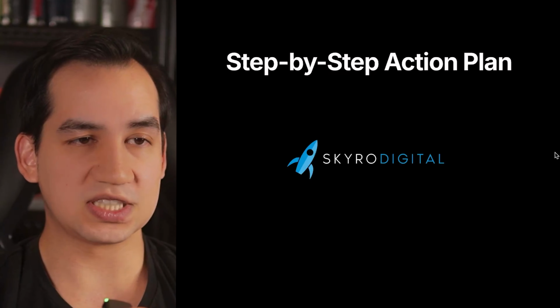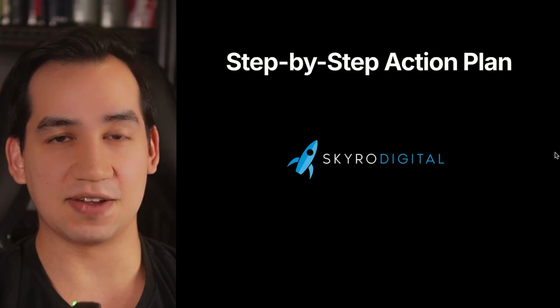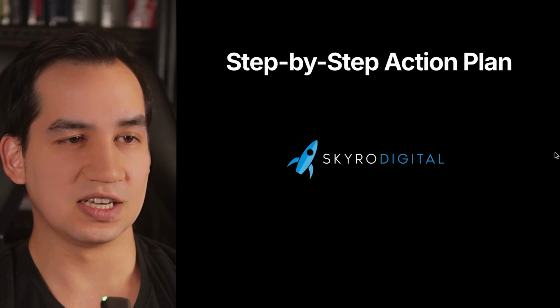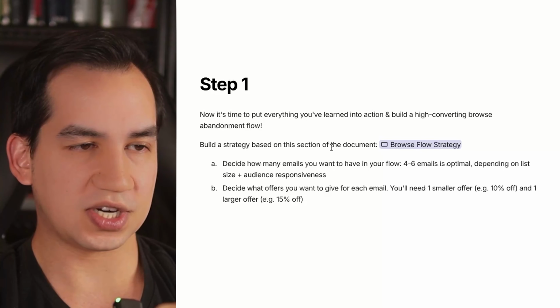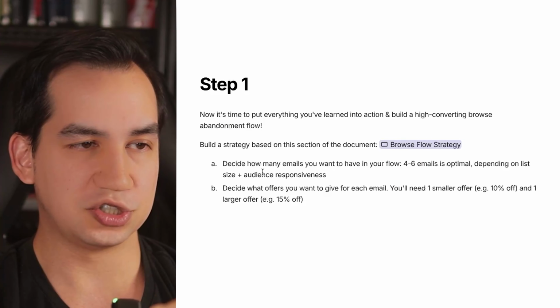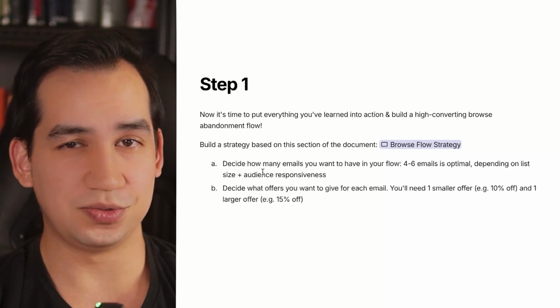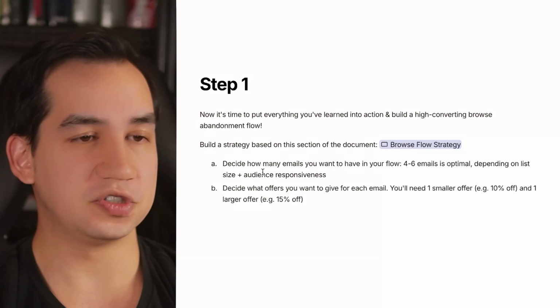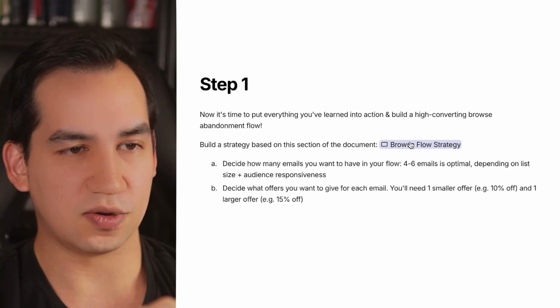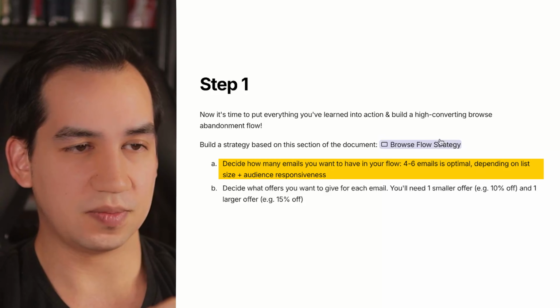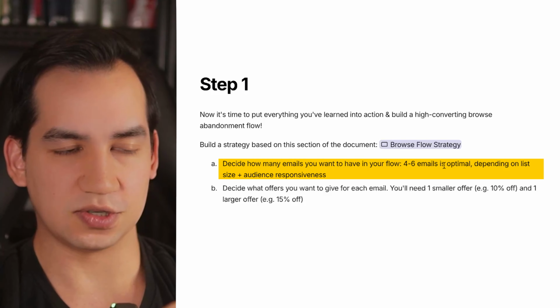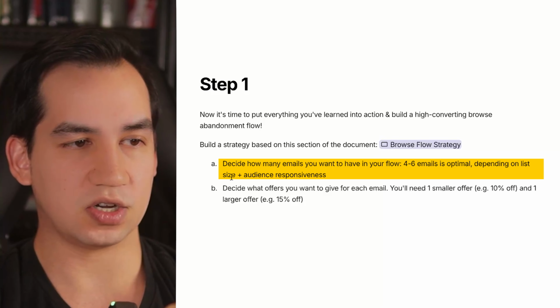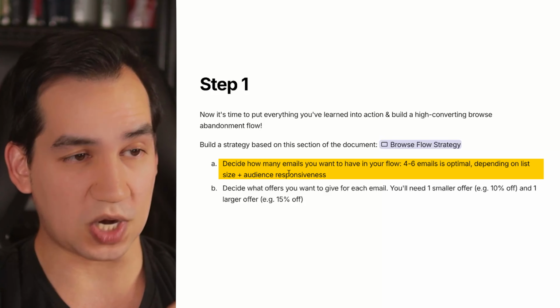All right, step-by-step action plan. How do you actually take everything that I gave you here and apply it to your store? So step one, build a strategy based on this section of the document. So that's going to be the flow strategy. Like I said, I'm going to give you access to this document in the description. So you're going to be able to go here and click through the document. But essentially, you need to decide how many emails you want to have in your flow. So anywhere from 4 to 6 is optimal, depending on your list size plus audience responsiveness.